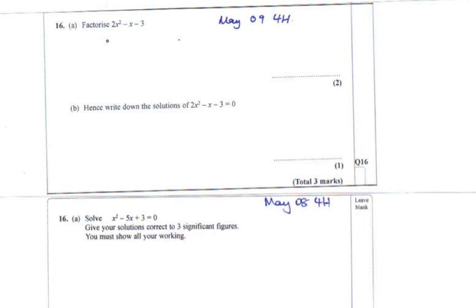So this is the last part of factorization. Okay, so this question says factorize this equation. This time the coefficient of x squared is not 1, it is 2. So when you're factorizing such quadratic equations, we need to multiply the leading coefficient, or the a, with the c.